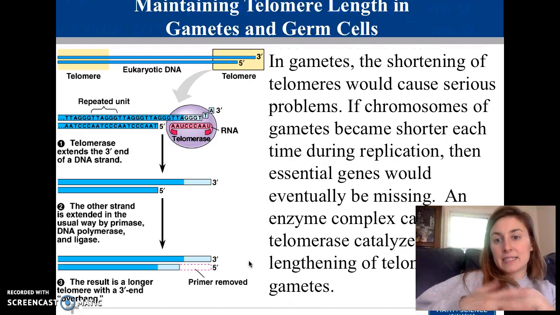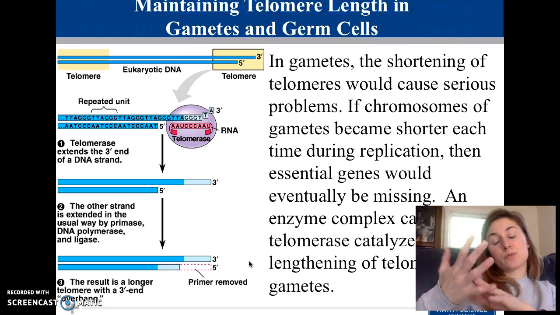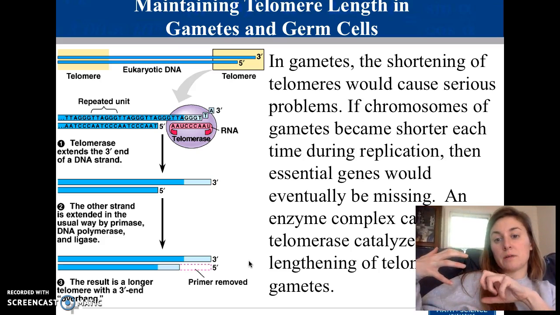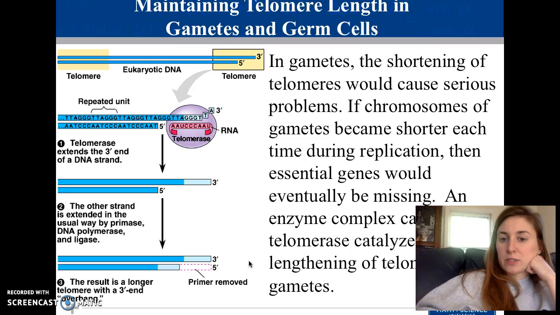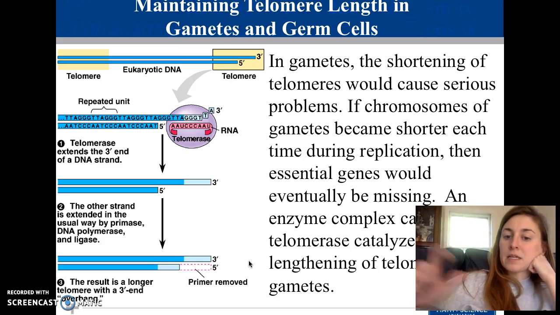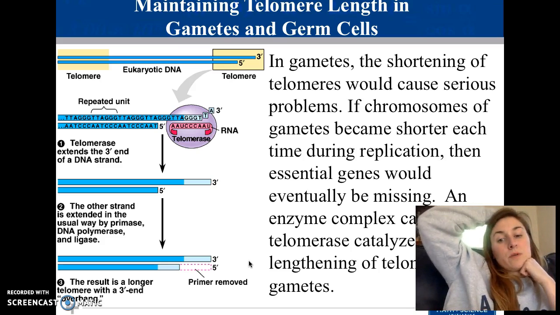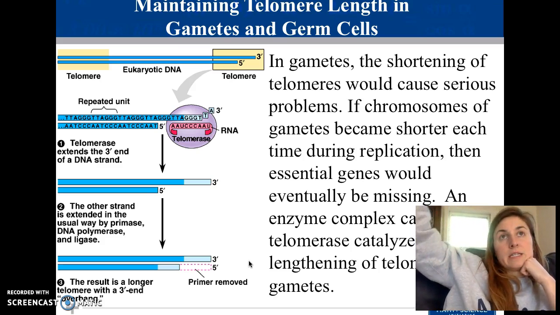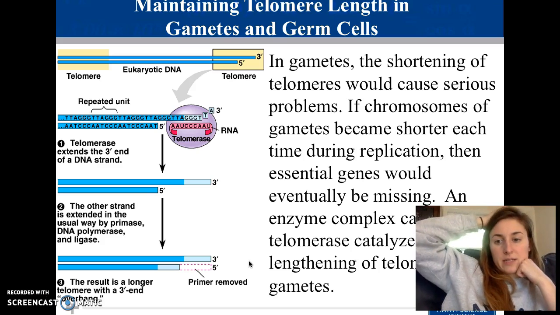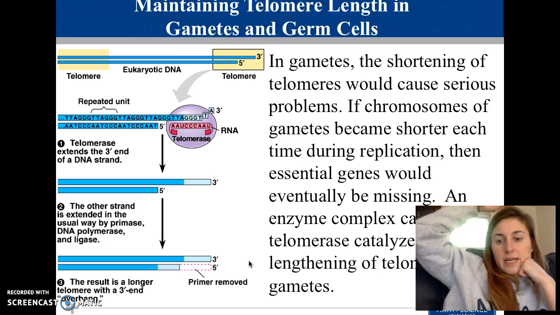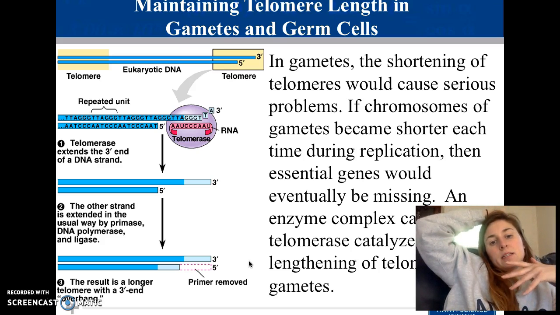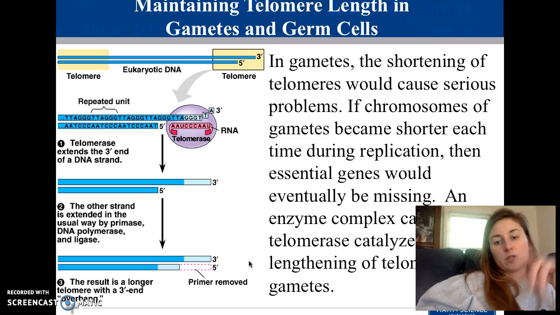So to maintain this in gametes, the shortening of telomeres would cause really serious problems because if chromosomes continue to get shorter during replication, essential genes would be missing. An enzyme complex called telomerase, the enzyme that creates telomeres, catalyzes it and basically lengthens the DNA. So telomerase makes telomeres.